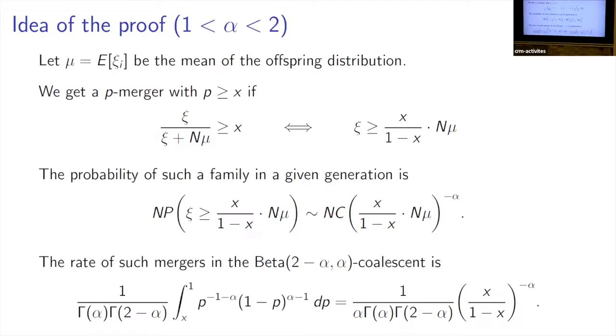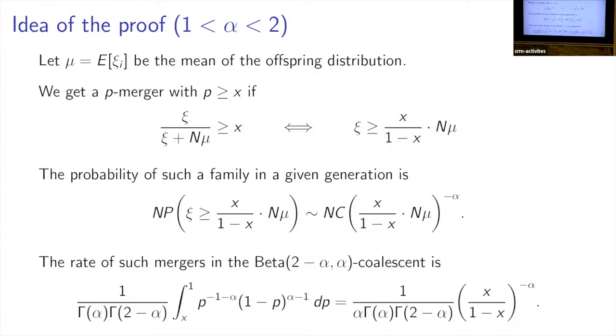Then, as we are tracing back ancestral lines, notice that we are going to get a p merger around the time that that large family appears, because roughly a fraction p of the ancestral lines go back to that one large family, and therefore they're going to merge at that time. So we're going to get a p merger with p greater than or equal to x if psi over psi plus n times mu is greater than or equal to x, or equivalently, if psi is at least x over 1 minus x times n mu.